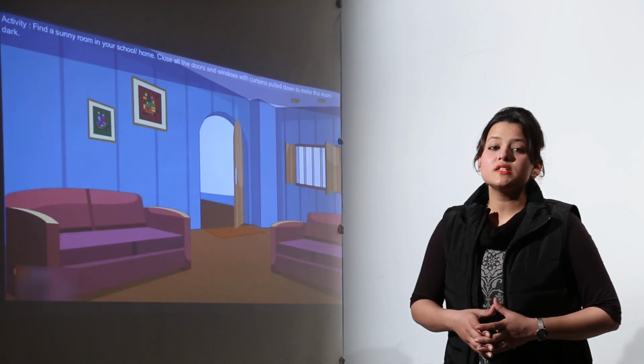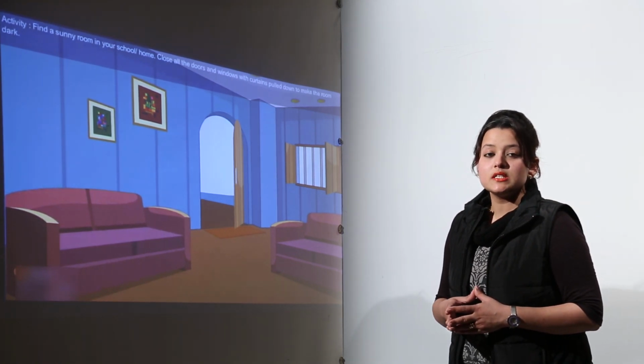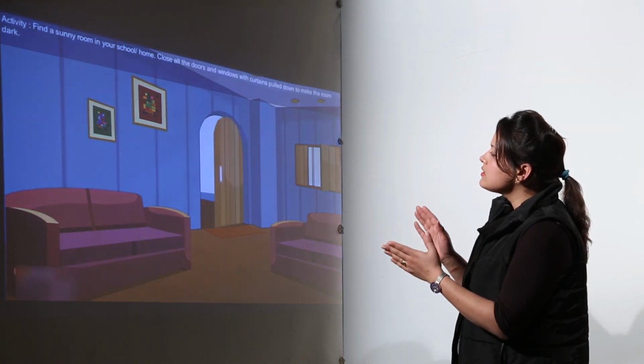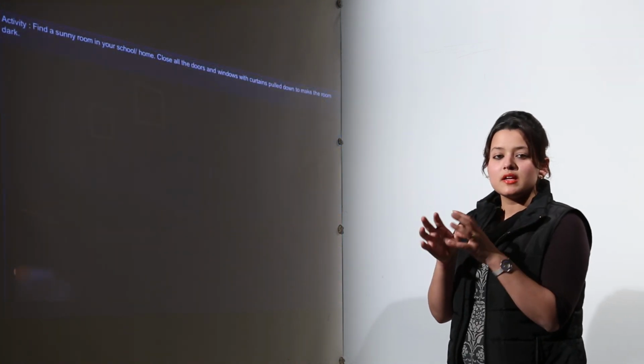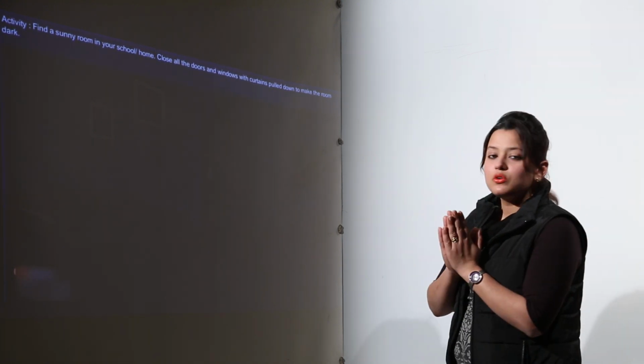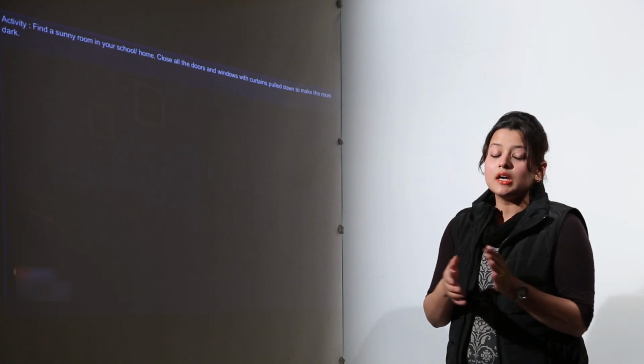To confirm the presence of dust and particles in the air, we are doing a small activity. You find a sunny room, that is, a room having a sufficient amount of sunlight. You close all the doors and windows like this. Now it has become a dark room.